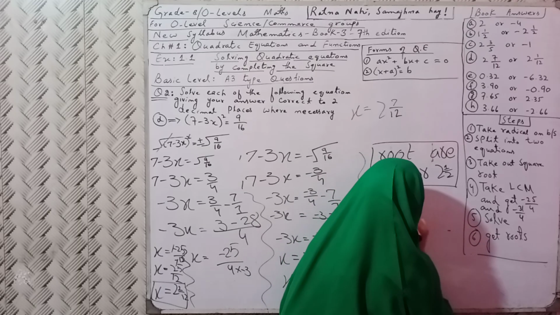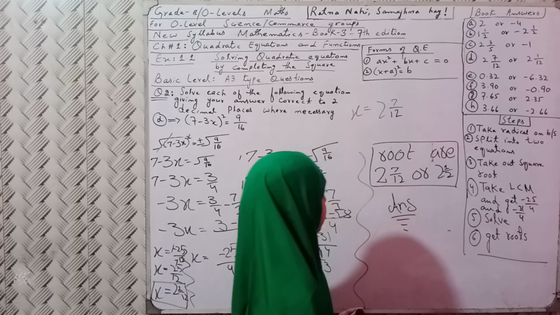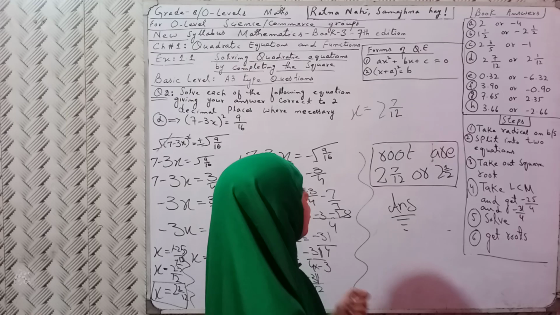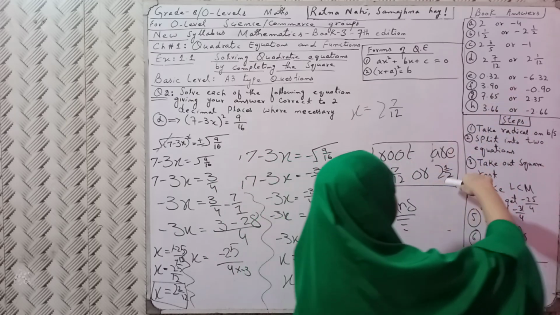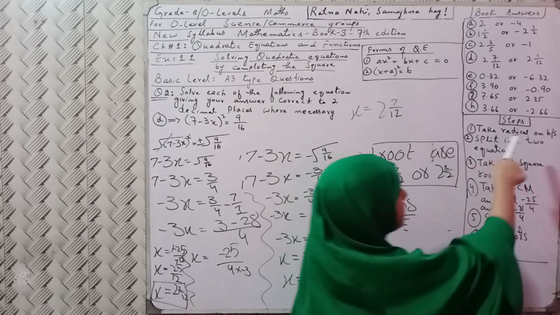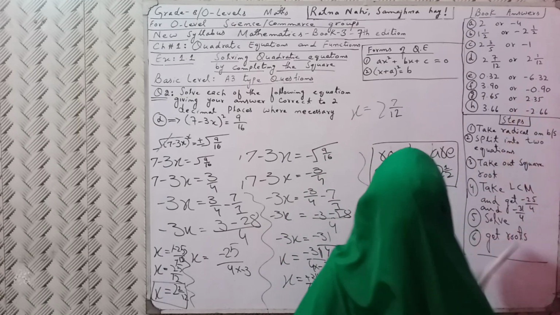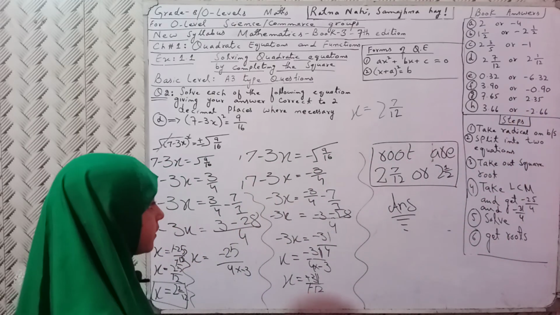So the book answers are written, you can check it. 2 whole 7 upon 12, or 2 whole 1 upon 12. Okay, thank you.